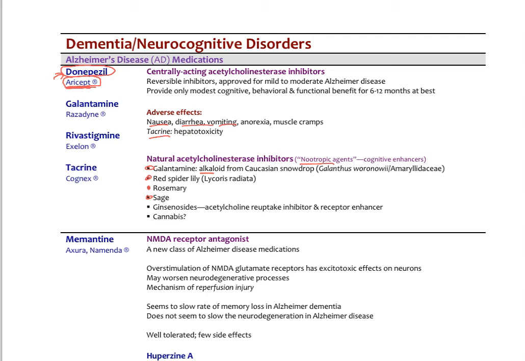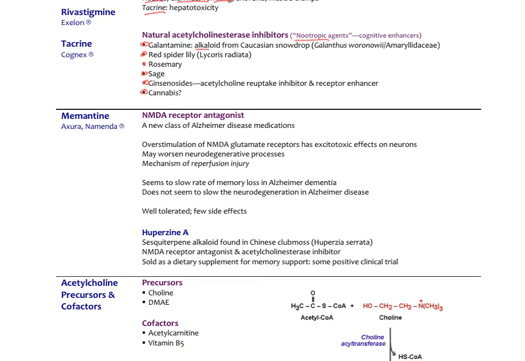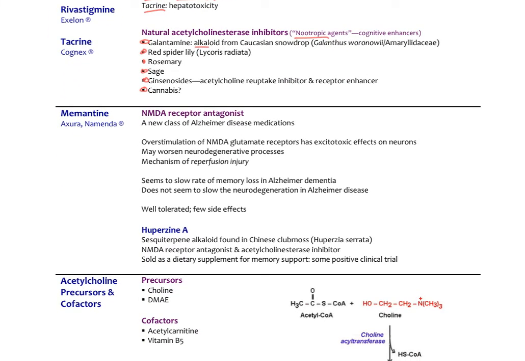Ginsenosides in the ginseng, Panax ginseng, this is an acetylcholine reuptake inhibitor and receptor enhancer. And then there's some question about endocannabinoids or the cannabinoids activating endocannabinoid receptors in the body, improving memory. So these would be some potential natural acetylcholinesterase inhibitors that could be tried. Memantine, I mentioned, is an NMDA receptor antagonist, and it blocks the glutamate activity, so hopefully slows the rate of memory loss in Alzheimer's patients. Pretty well tolerated, few side effects.